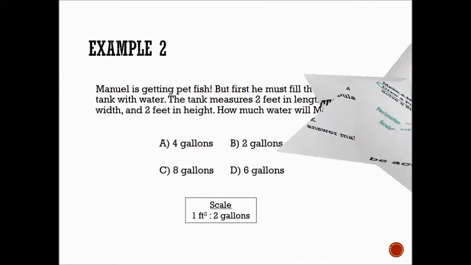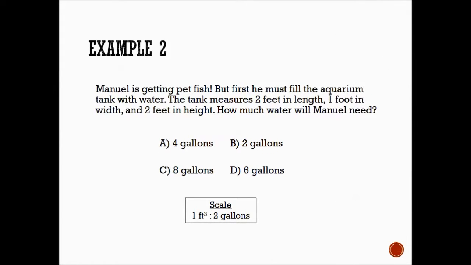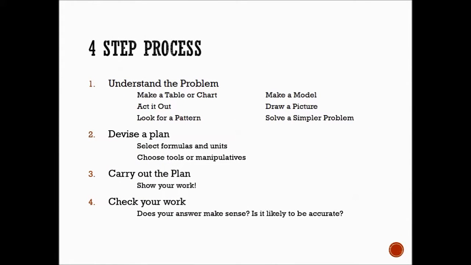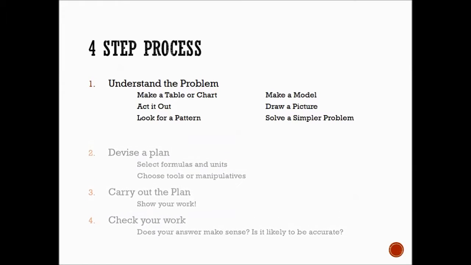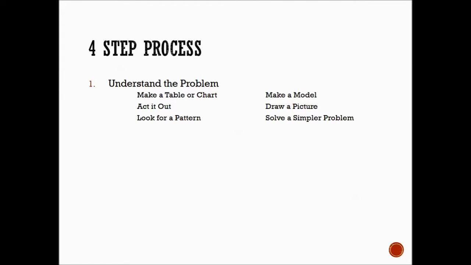Let's look at the next example. Manuel is getting pet fish, but first he must fill the aquarium tank with water. The tank measures 2 feet in length, 1 foot in width, and 2 feet in height. How much water will Manuel need? Let's look at our 4-step process again. Step 1 is understand the problem.